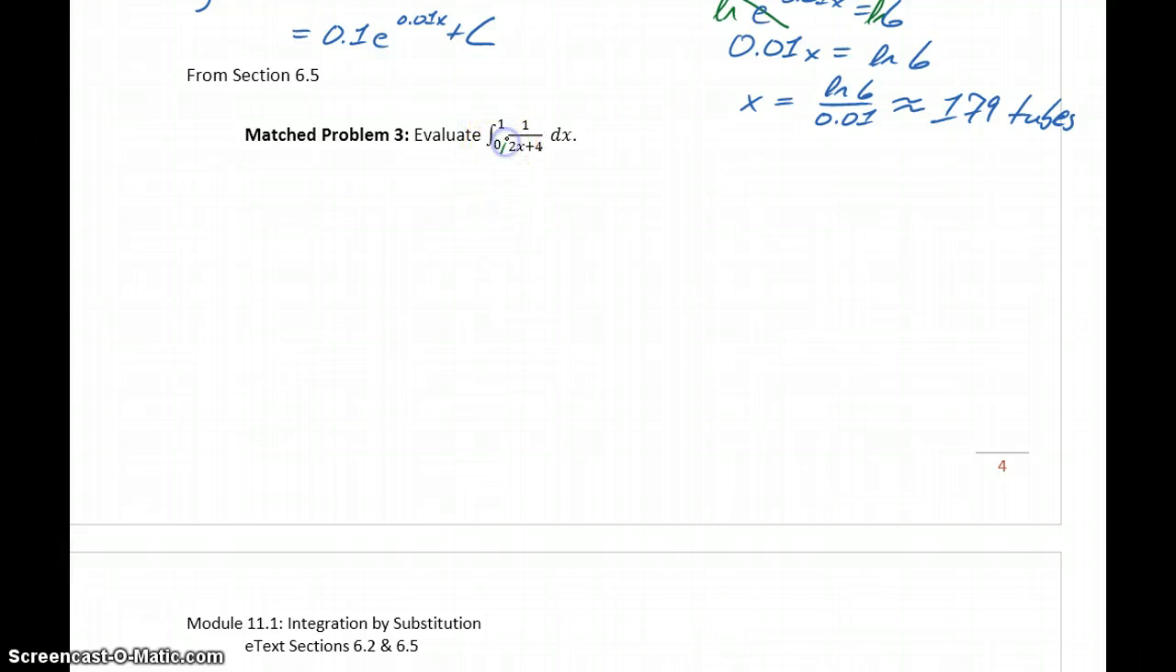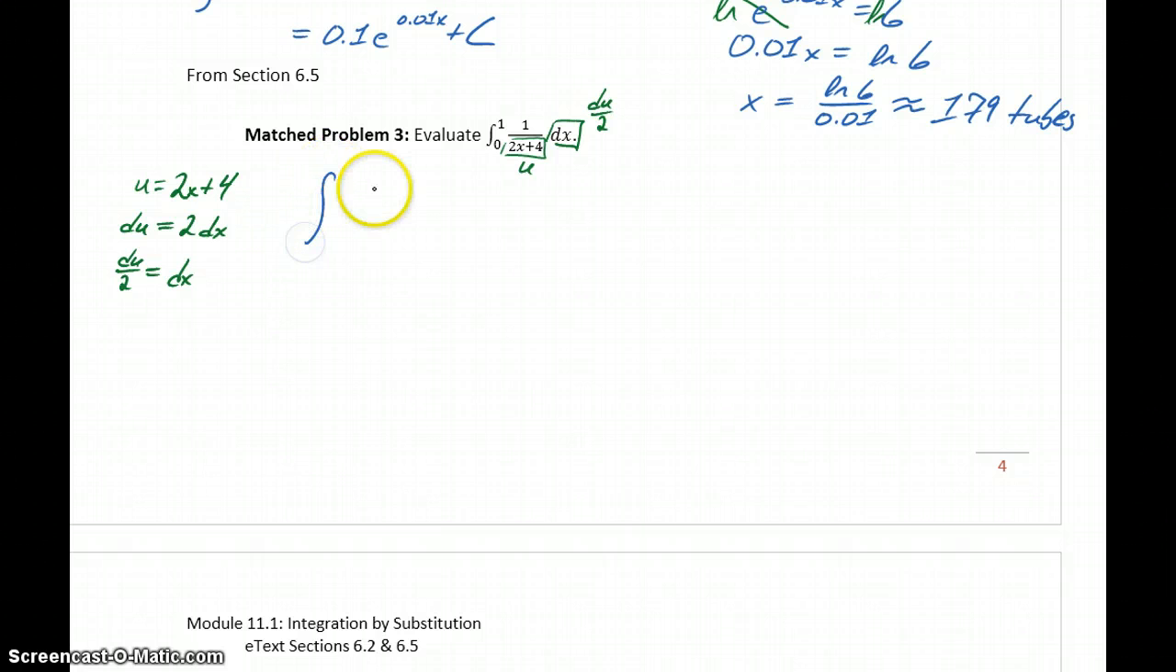So we're still looking for that interior function, in this case 2x plus 4. So we're letting u equal 2x plus 4, which means du is going to equal 2dx, or we could rewrite this as du over 2 equals dx, so that again we can substitute our denominator with u, and in place of dx, we can substitute du over 2.